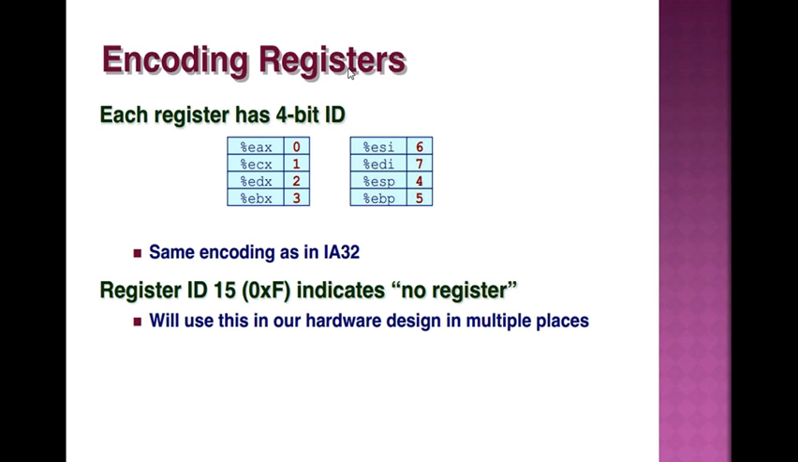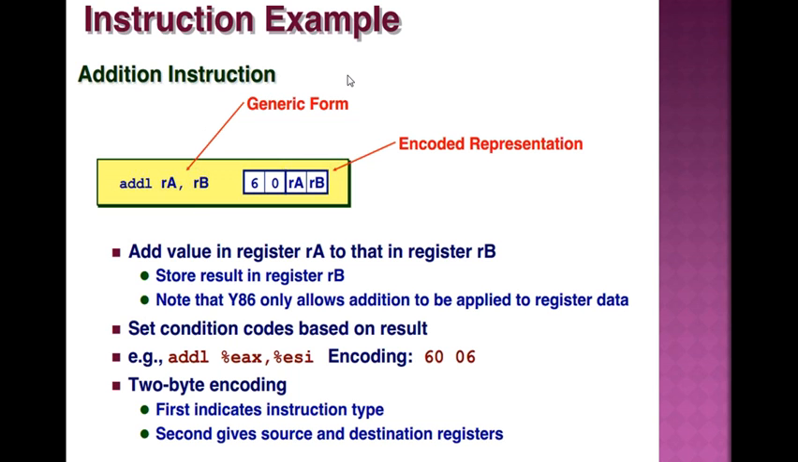Then we also talked about the encoding registers, means what are the encoding registers used in IA32 and X86-64. This is the instruction example.